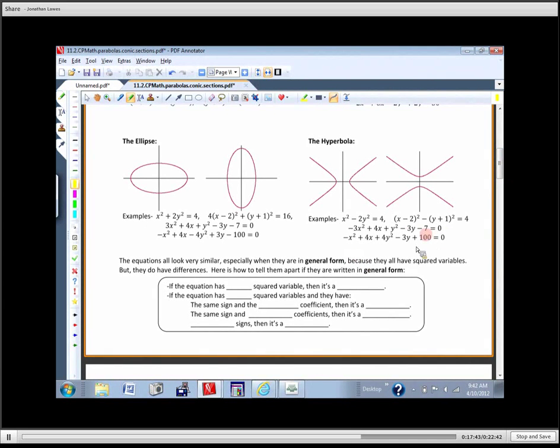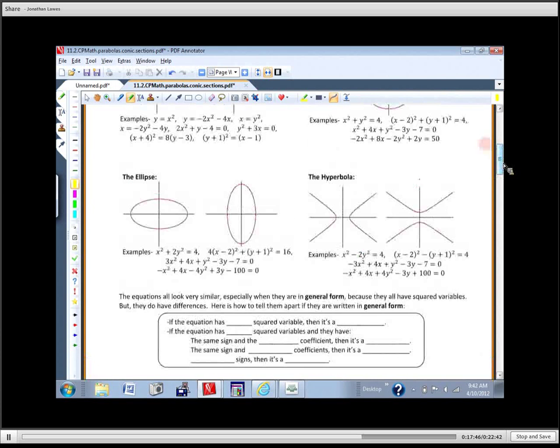That's general form right there. This one right here is in general form. So everything's on one side. It's set equal to 0.